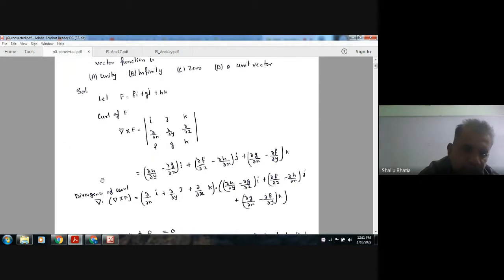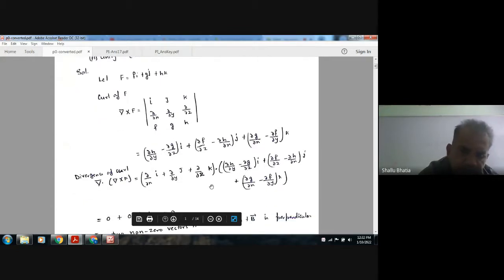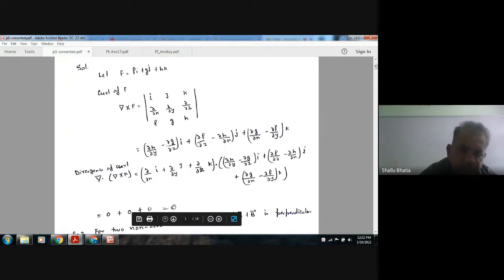Now we have to find the divergence of the curl. So the divergence of the curl is the dot product of this curl with del, and del is ∂/∂x i + ∂/∂y j + ∂/∂z k. So the dot product multiplies i with i, and so on. Here there is no x, so ∂/∂x is 0. And here there is no y, so ∂/∂y is also 0. So ∂/∂z is also 0. So the answer is 0.